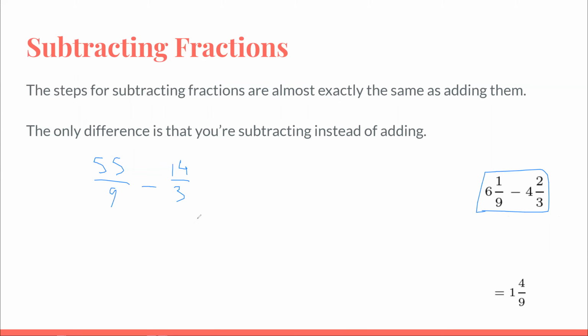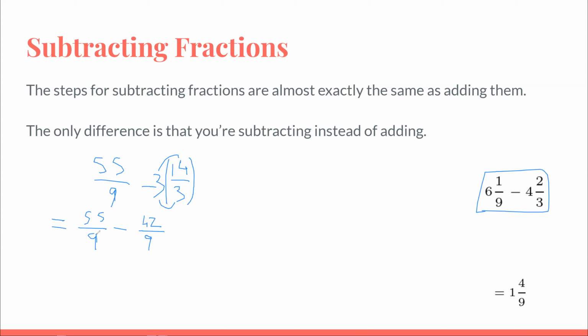So now you can see that to make the denominators the exact same, you want to multiply the 3 by 3 so that you get 9. But remember, you have to multiply the entire fraction, including the numerator, by 3 as well. So then this would equal 55 upon 9 minus 14 times 3, which is 42 upon 9. See how the denominators are the same now?